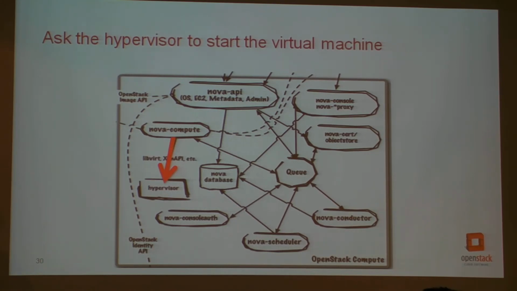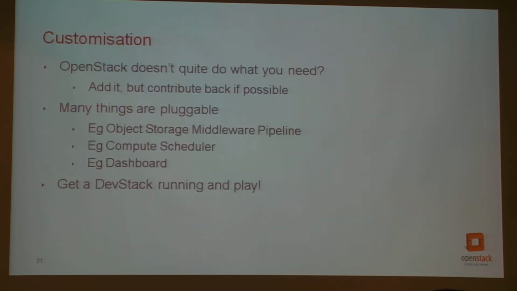OpenStack uses a lot of plugin methodologies. In this case, the hypervisor could be KVM, VMware, Hyper-V, whatever. On the storage side of things, it also uses a lot of plugins. So you have some open code in the OpenStack tree, which talks to the API of the particular storage device or network device or hypervisor. And anyway, it asks the hypervisor to start the virtual machine.